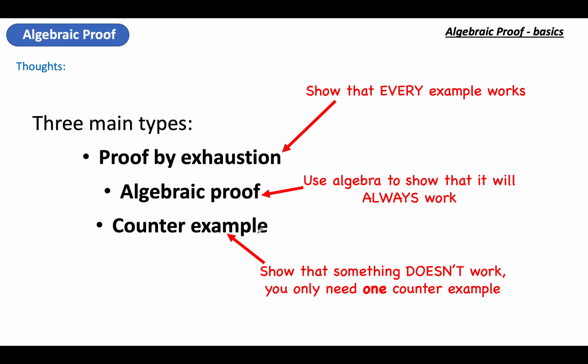Now, counterexample is an interesting one. This is where you show that something doesn't work. And in this case, you only need one counterexample to disprove something. A counterexample is all about disproving something, showing that it doesn't work. And you literally just need to show it doesn't work once, and then that's good enough. Because in maths, as I say, proof is proof. If you show that it doesn't work once, well, that's it. You've broken the rule. We don't have a rule that works 99 times out of 100. We just have rules that are either true or not true.